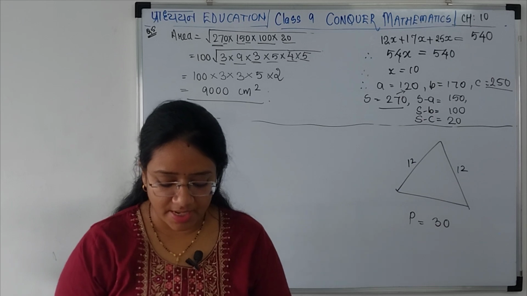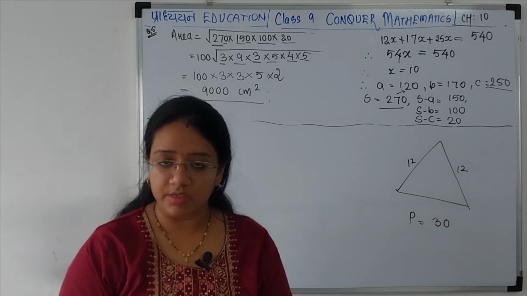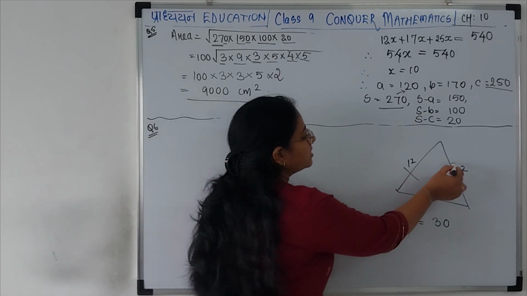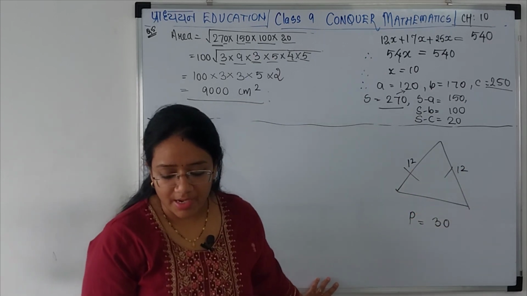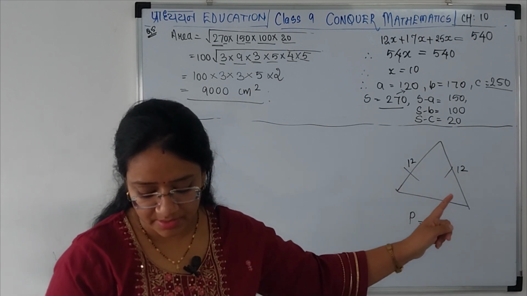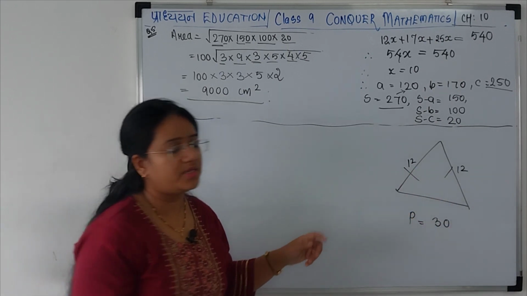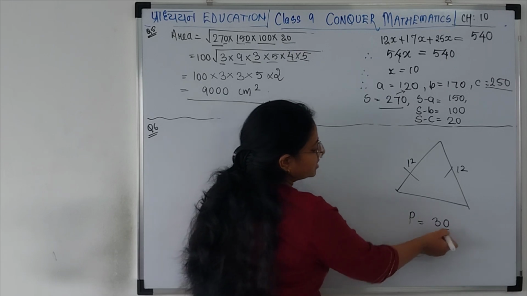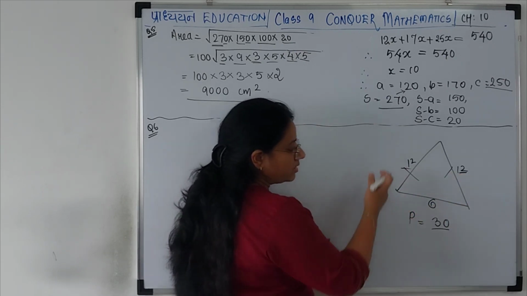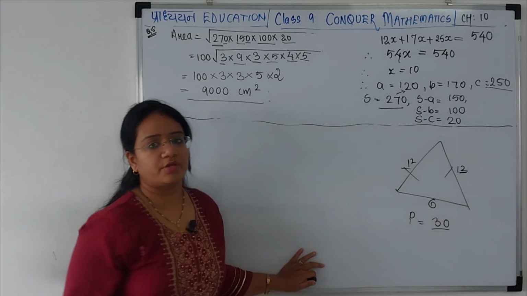The question is, an isosceles triangle has perimeter 30 centimeters. What is an isosceles triangle? It is a triangle with two equal sides. And each of the equal sides is 12 centimeters. Find the area of the triangle. Very easy. If perimeter is 30 and two sides are 12 and 12, so third side will be 6. 12 plus 12, 24. 30 minus 24 is 6.